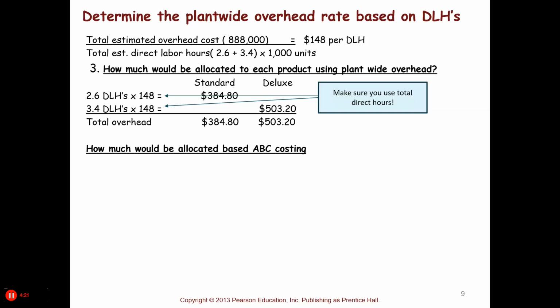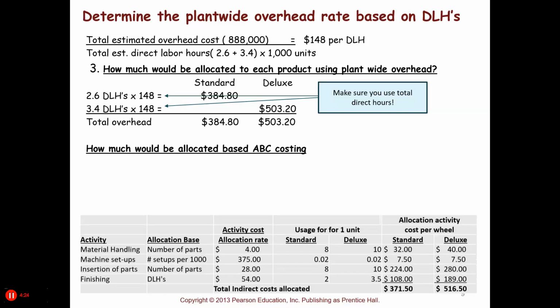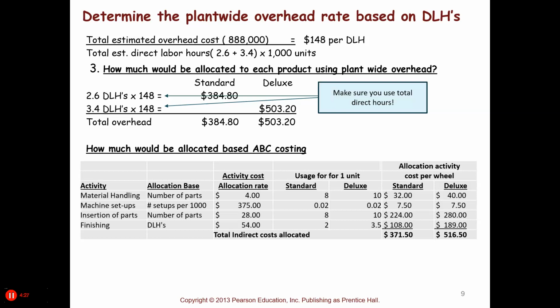Now how much would be allocated based on ABC costing? Here's the chart I did. I took the material handling, number of parts, and took my rate times the usage for each one, and that's how I came up with the cost to allocate. Now here's the tricky part with this one. For the setup, remember it's 1,000 wheels set up divided into 20 because they're saying that's how many setups there are per 1,000 wheels. So it's 0.2. That's the factor you have to use here.